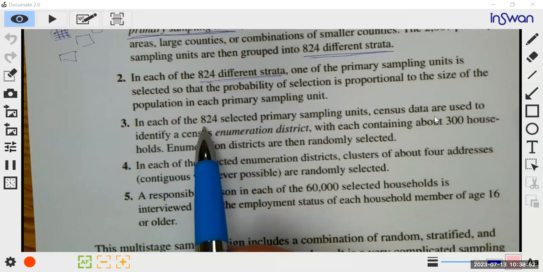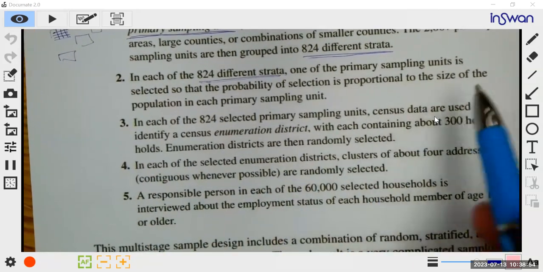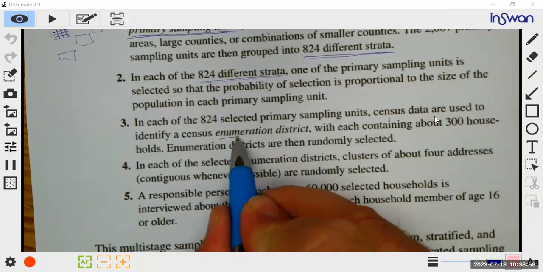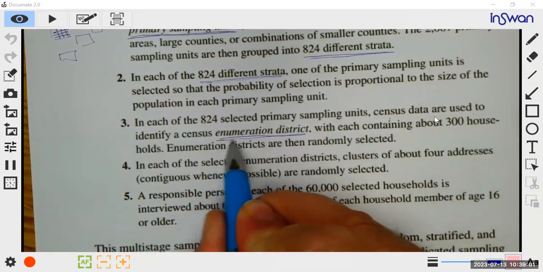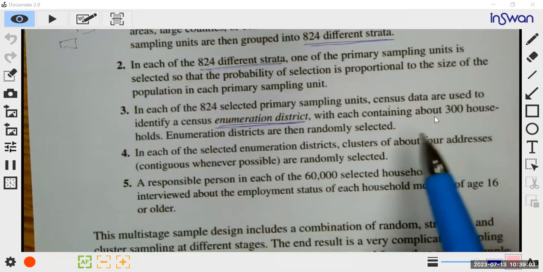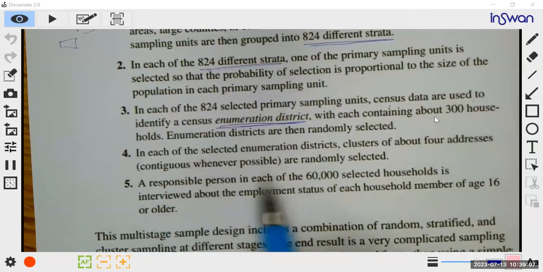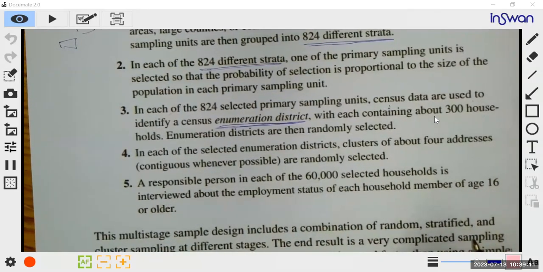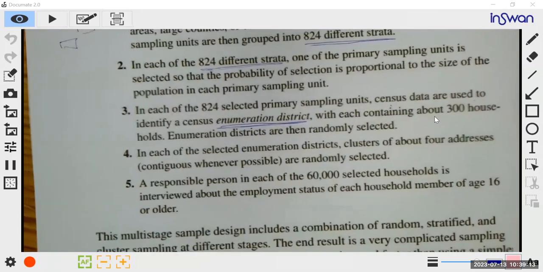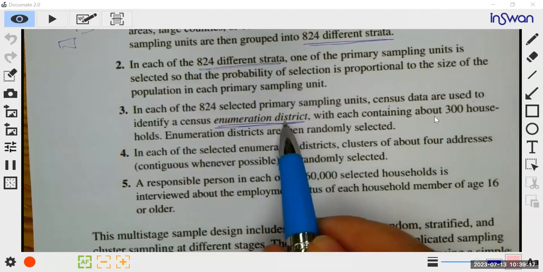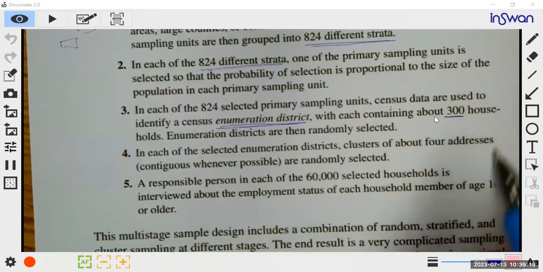In each of the 824 selected primary sample units, census data are used to identify the census enumeration districts, with each containing about 300 households. Enumeration districts are then randomly selected. So you see what happened? We're going from big to smaller. So in each one of these enumeration districts, you have about 300 households.